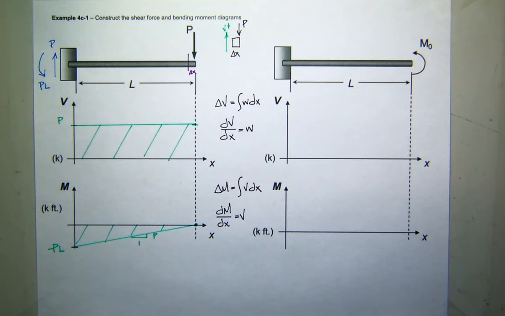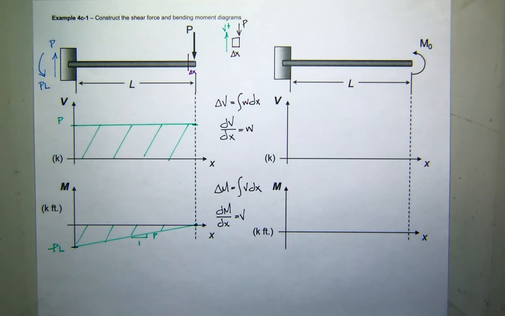So without writing an equation, where's the maximum moment in the structure? At the connection, and what's its value? Minus PL. Where does the maximum shear occur? Everywhere. It's the same value everywhere, right?